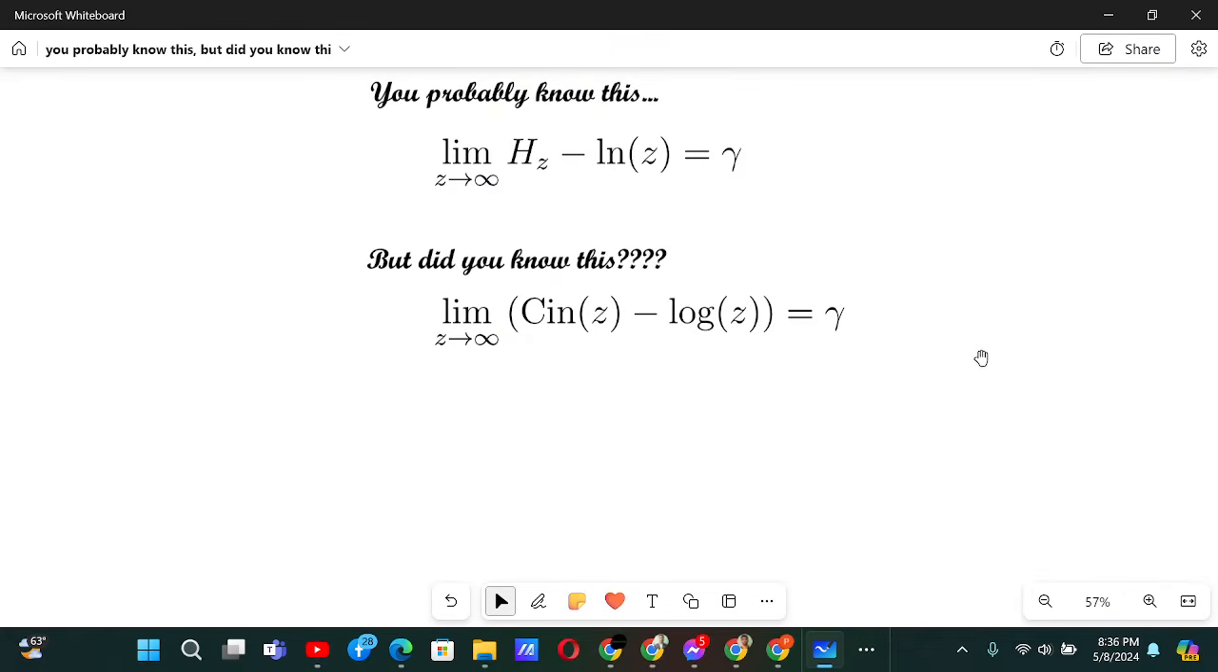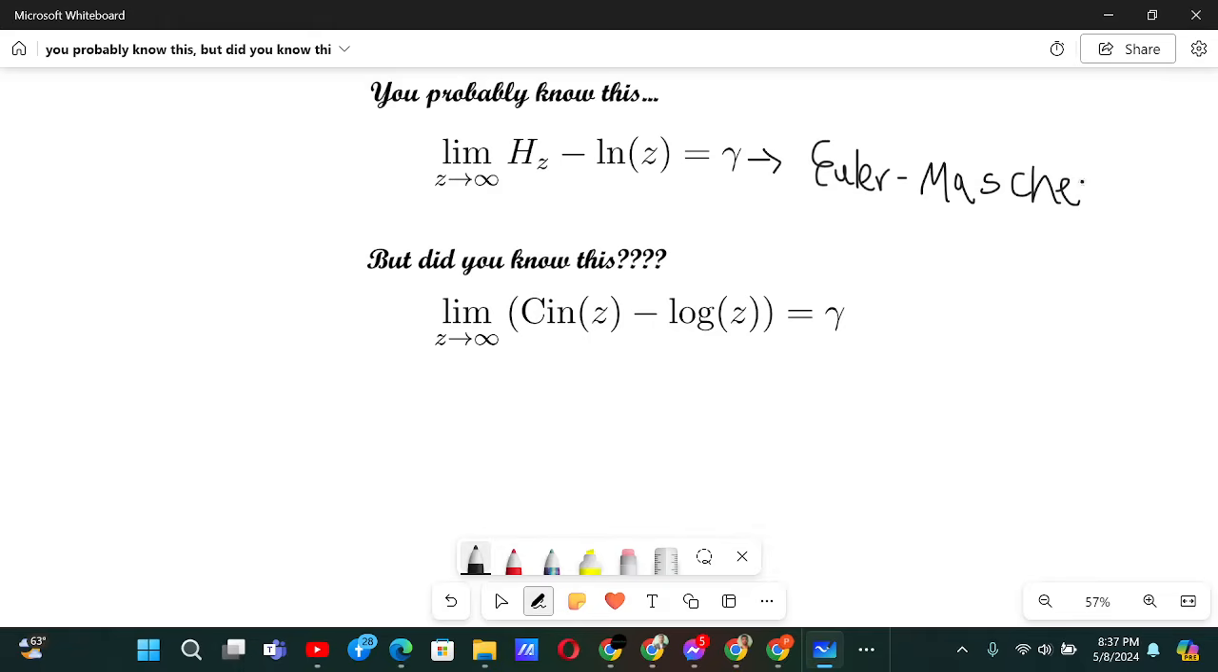You probably know the first expression, which is basically just the definition of the Euler-Mascheroni constant. Basically, they found out that the difference of the gth harmonic number and the logarithm of g, where g goes to infinity, converges to a certain constant, which is known as the Euler-Mascheroni constant.